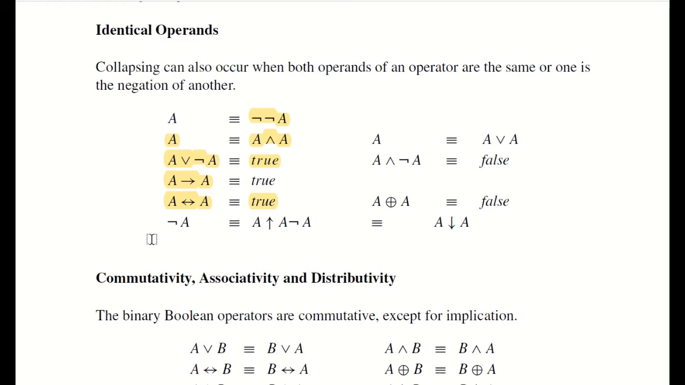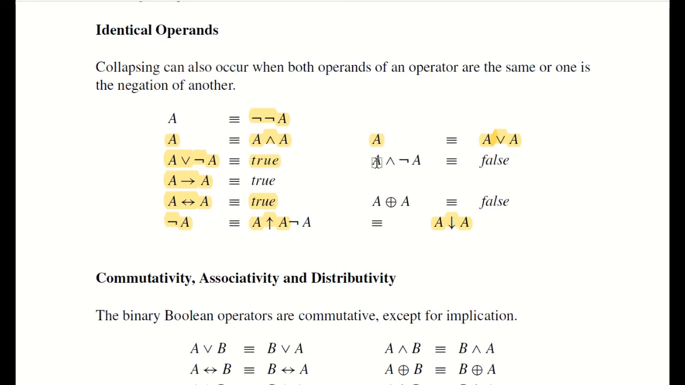And to write a negation of a statement A, we can put a NAND with A, this is a negation, or we can have the same negation by writing A NOR A. If we have the same statement in a disjunction, A disjunction A, it is enough to write it once. We have simply A.